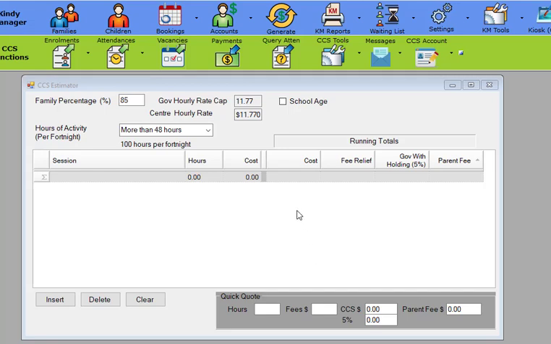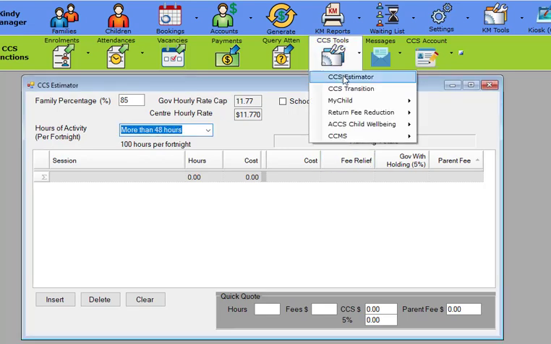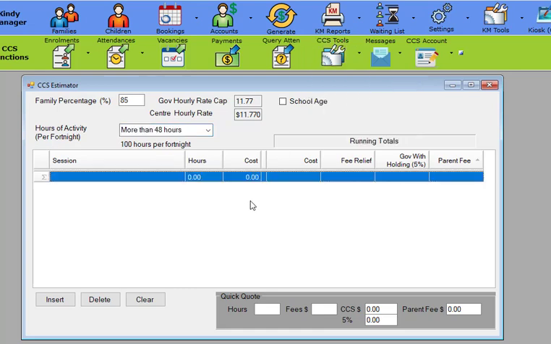Kindy Manager Philip here. In this little session we'd just like to talk to you about the little estimator that we have under CCS Tools and how you might be able to use that to make some business decisions on how to best invoice your families and setting up your sessions.